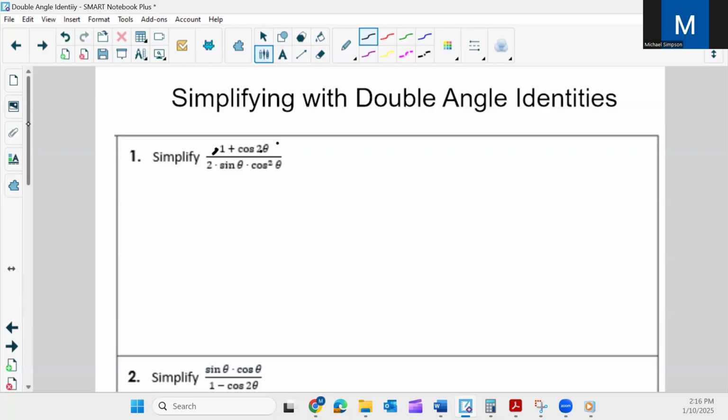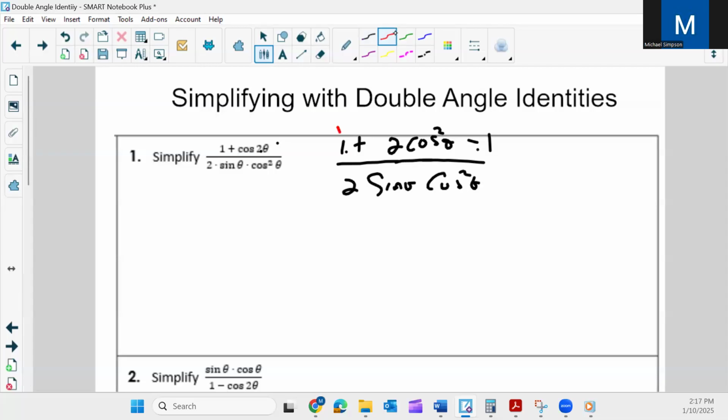Like the third one, right? That gives me now 1 plus 2 cosine squared theta minus 1, over 2 sine theta cosine squared theta. See now, that 1 is gone. What is 1 minus 1? 0. That cancels out.